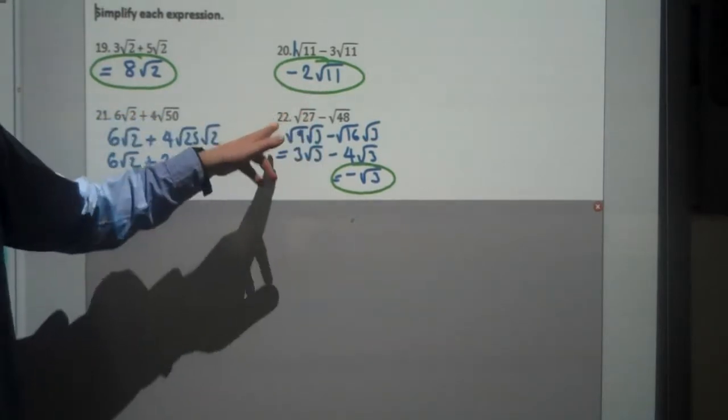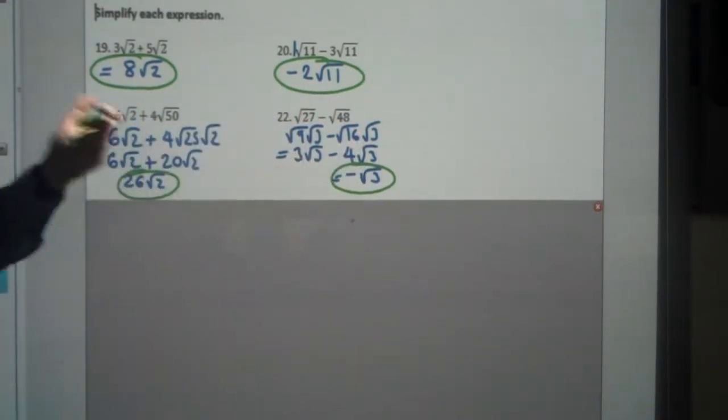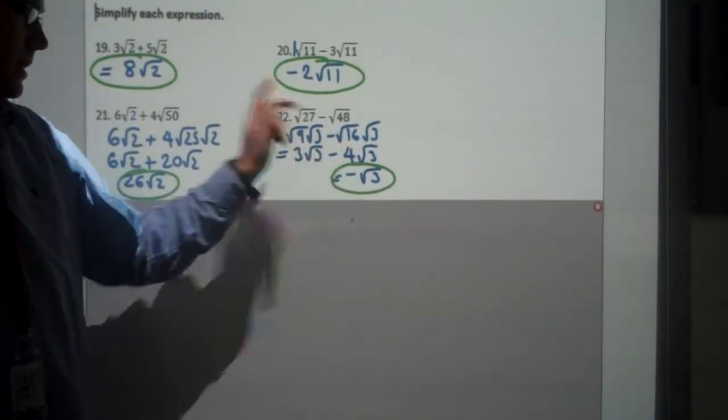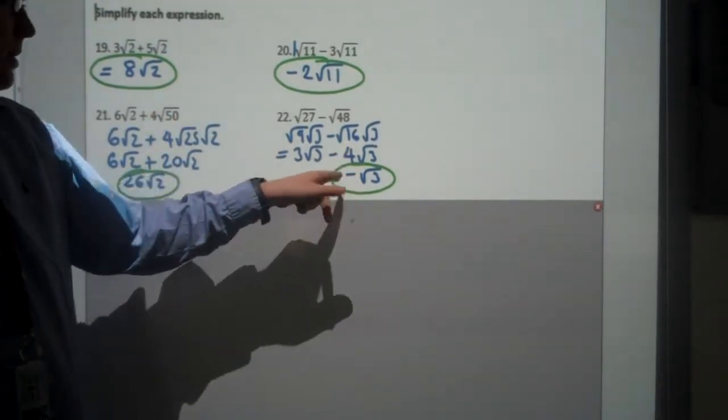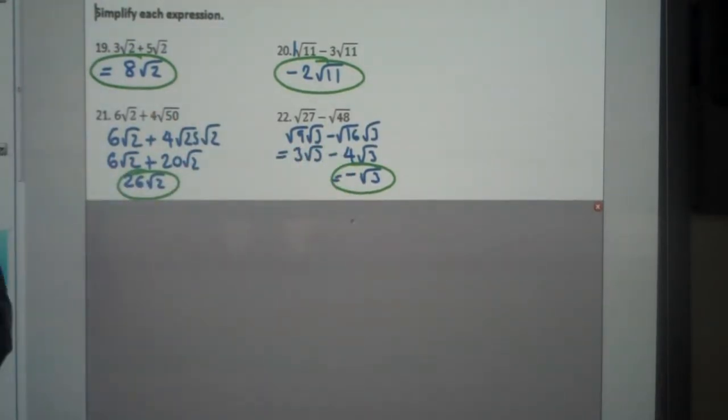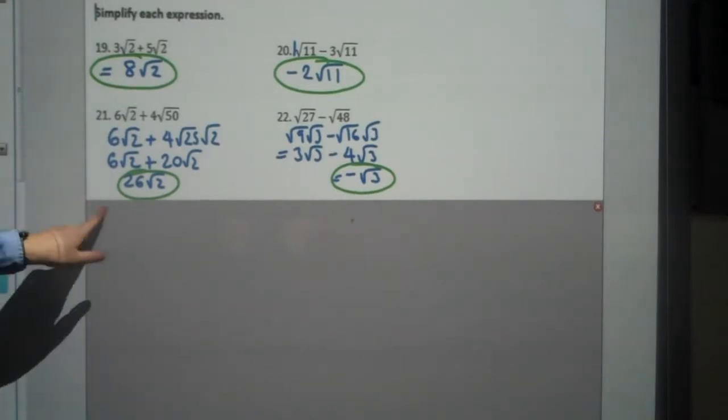Same idea with 22, if we simplify first, then we can combine terms, so 3 take away 4 is negative 1 radical 3. As it's negative 1, I don't need to put the 1 there for my answer.